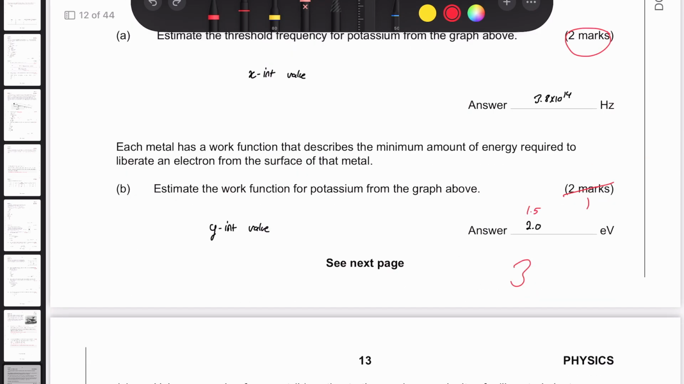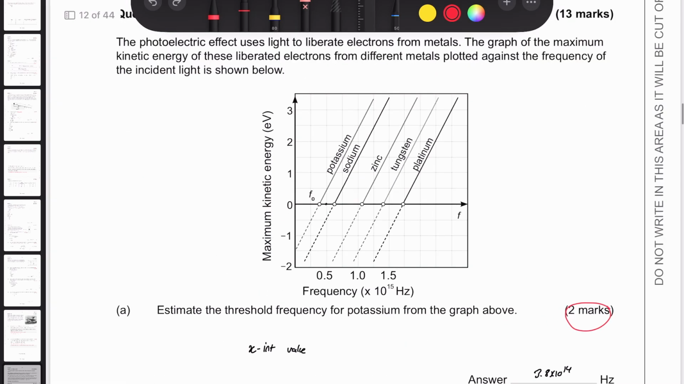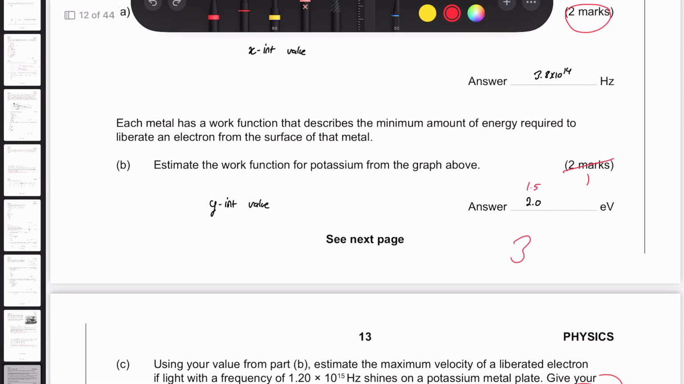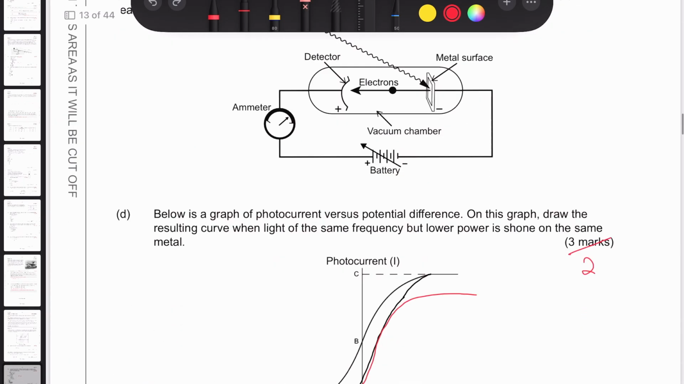Okay, moving on. Here, this is so embarrassing. Y-intercept. This is -2. This is -1.5. So, yeah, I got a mark for 2 sig figs though. I'm gonna get myself follow through marks here.